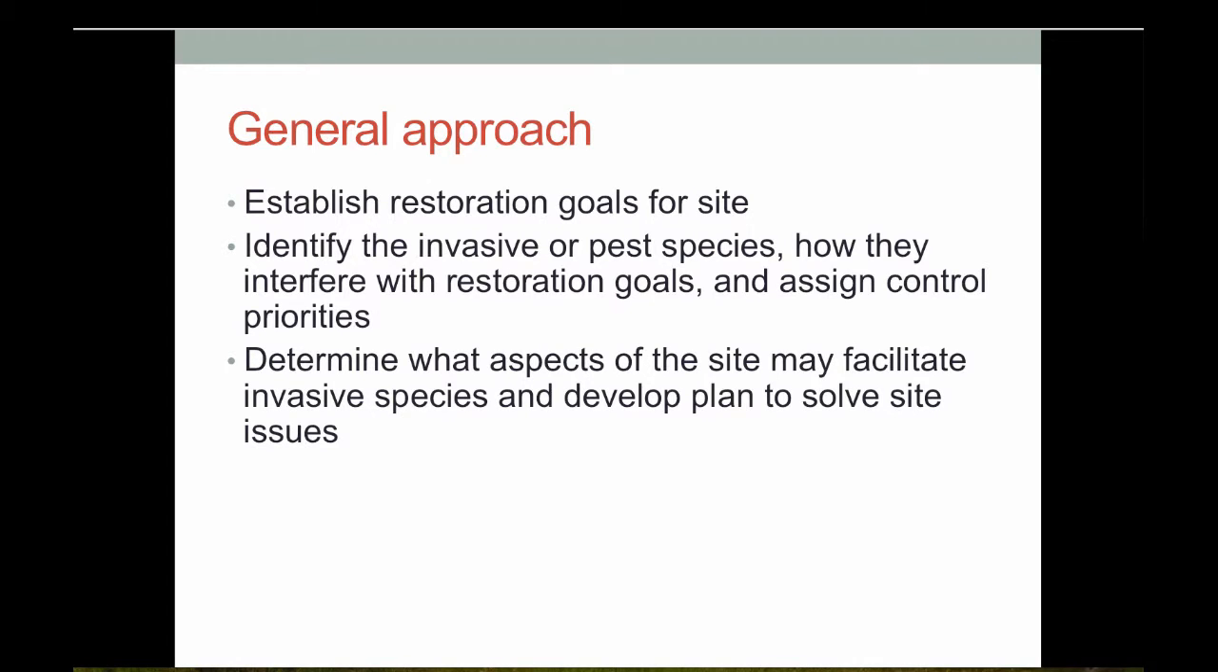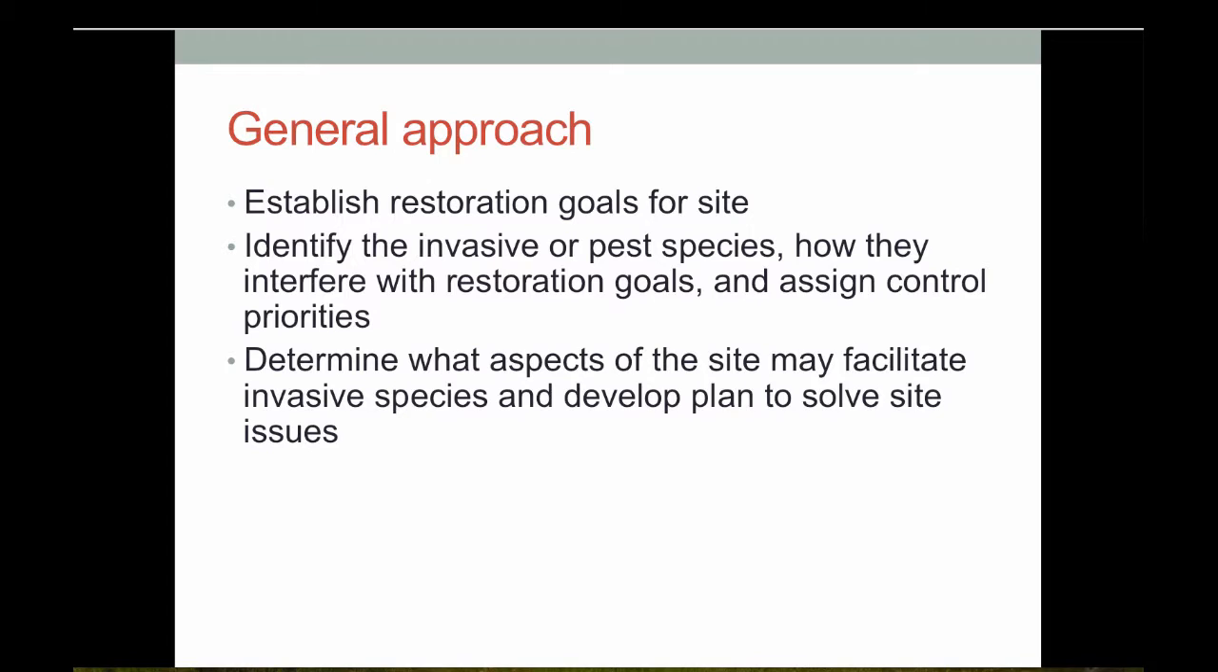Third, you're going to want to determine what aspects of the site in terms of, say, ecosystem structure, function, ecosystem processes may be facilitating these invasive or pest species problems. And then you need to develop plans for correcting these underlying site problems.